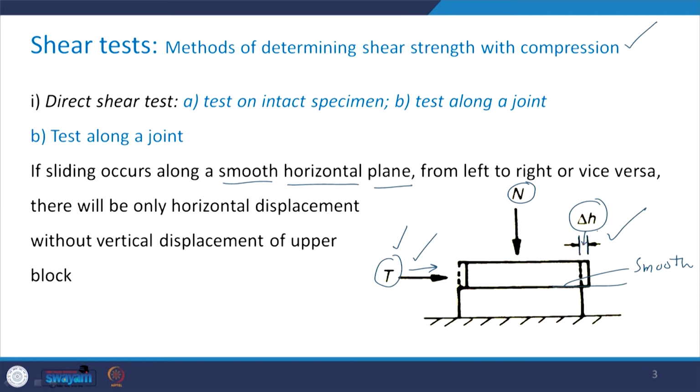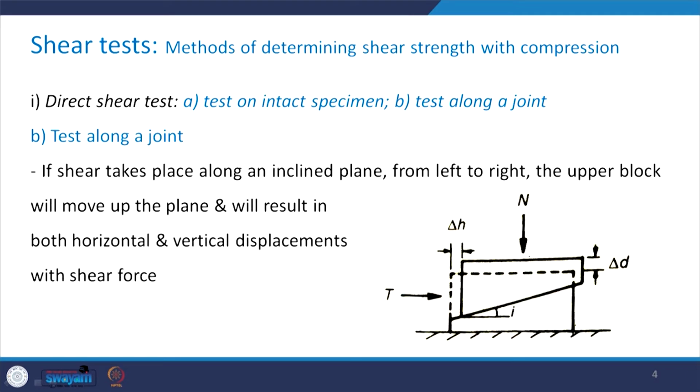The sliding plane is a smooth and horizontal plane. So, therefore, there is going to be only the horizontal displacement, there will not be any vertical displacement of the upper block. Now, what will happen if this plane of sliding is smooth, but it is inclined? You see here in this figure that the inclination of this sliding plane, this angle, is I. That is, the sliding plane is not horizontal, but inclined.